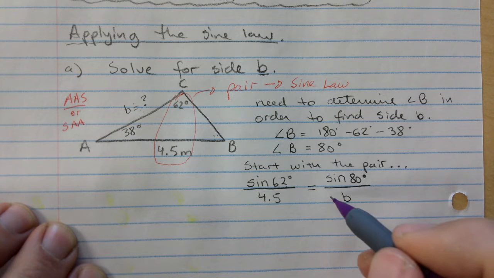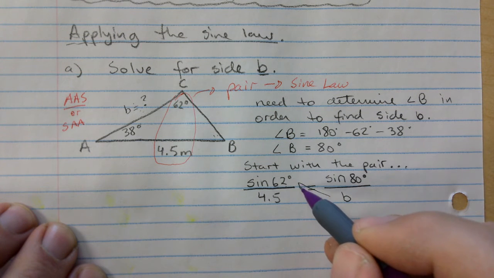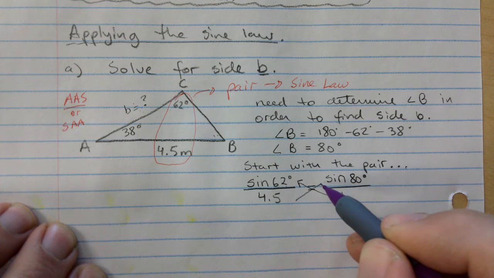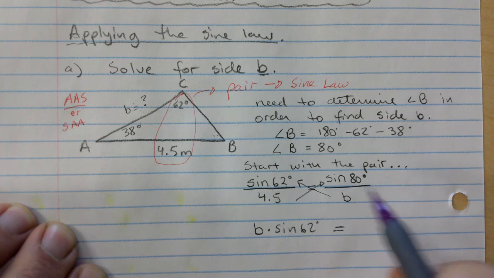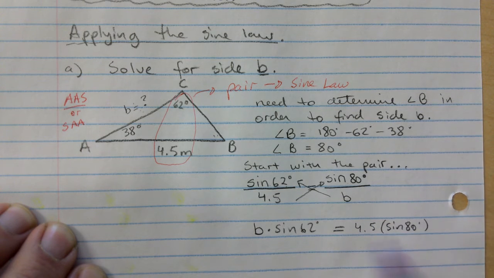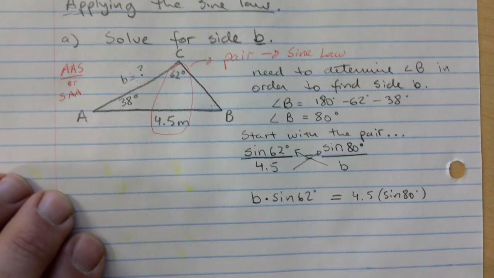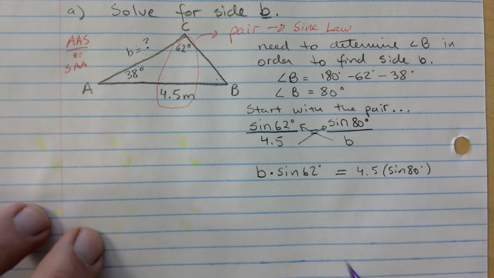So you probably learned how to cross multiply and divide, right? So you multiply across like that. So b times this gives you b times sine of 62. 4.5 times sine of 80 is 4.5 times sine of 80. I'm doing a dot here, I'm doing brackets here, it's the same thing. Don't let that throw you off.